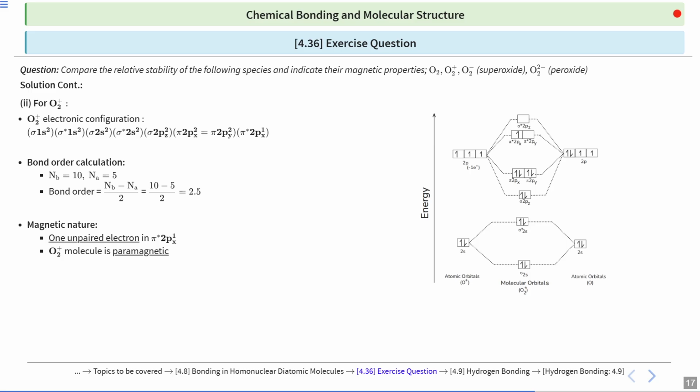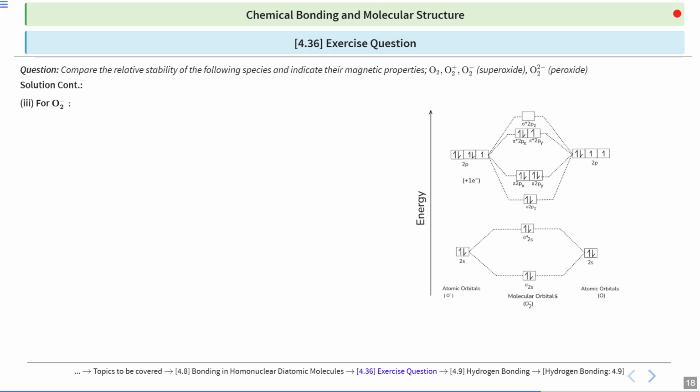Now, to calculate the bond order, there is a very simple trick. I will tell you this in the next class. But for now, I would encourage you to draw the MOTs. This is the reason I have not given that shortcut, because it will be difficult for you to obtain marks in the competitive exam if you aren't able to draw this MOT. So this drawing is very important. Now we have calculated the bond order for O2 plus, which is 2.5.